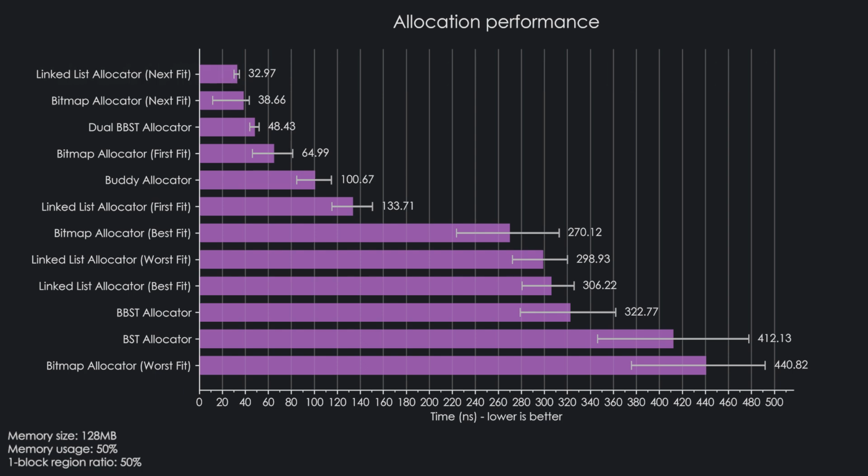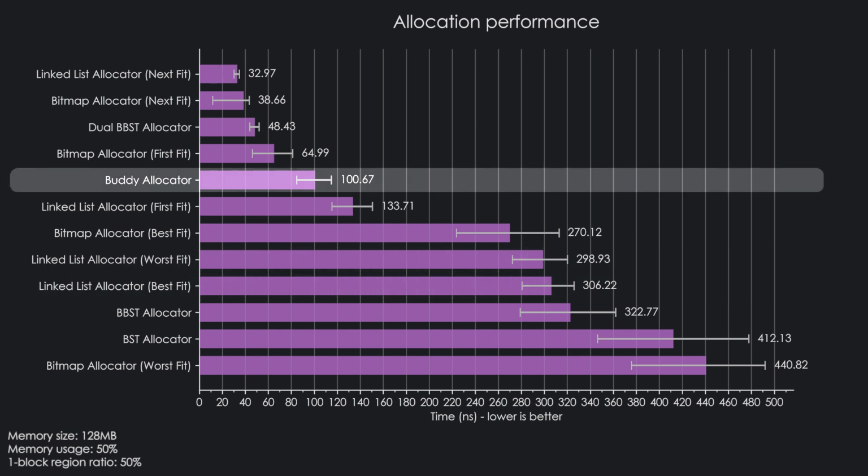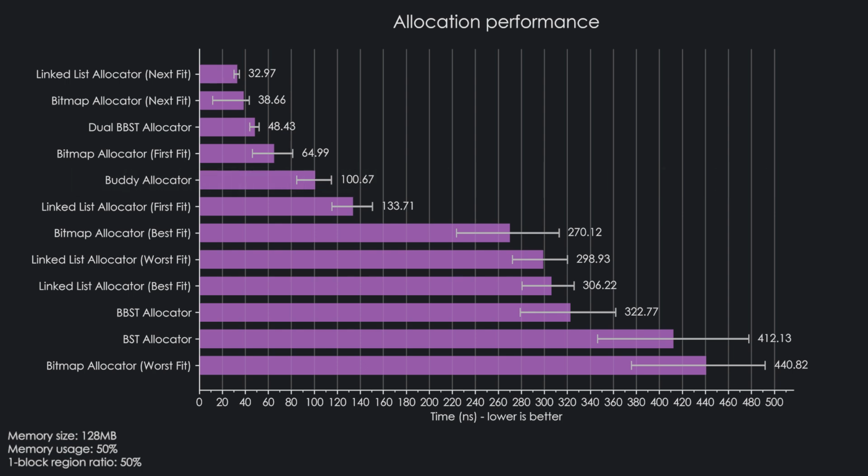The best fit and worst fit of the linked list also perform pretty badly. Oddly enough, here the best fit and worst fit perform within margin of error of each other. The buddy allocator got a pretty average result, which is pretty much what we expected, being between the bitmap allocator first fit and the linked list allocator first fit.